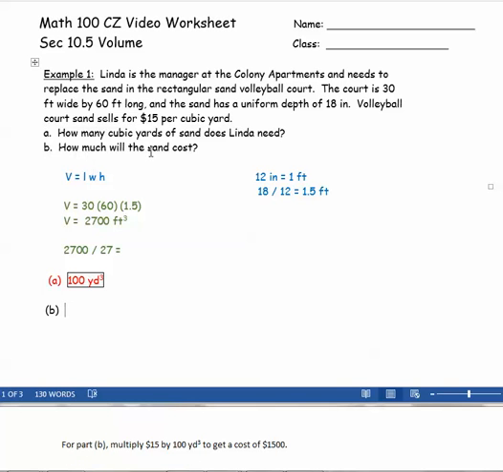For part B, how much will the sand cost? We multiply $15 per cubic yard by 100 cubic yards to get a cost of $1,500.